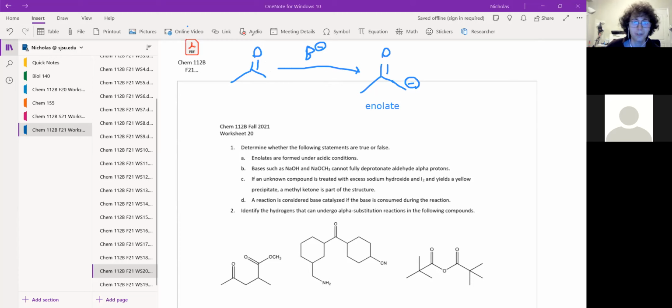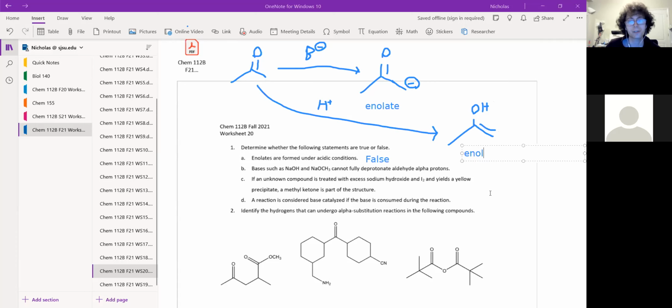So this question was false because it says acidic conditions. And if you added an acid to a ketone like this, I'll just say like H plus, you wouldn't get an enolate, but you would get an enol like this. So the conditions you use are really important. They'll lead to different products, and then those things might react a little differently. So just recognize the difference between acid and base and what they lead to.